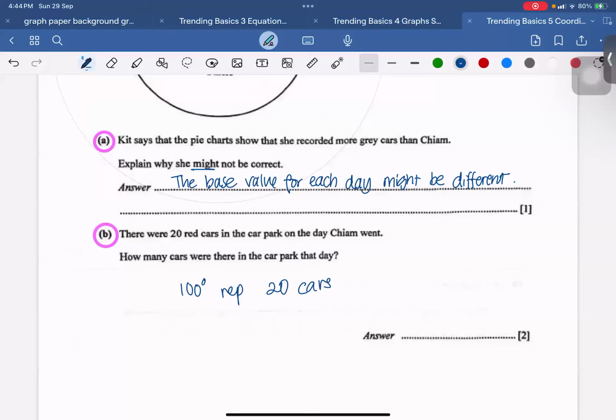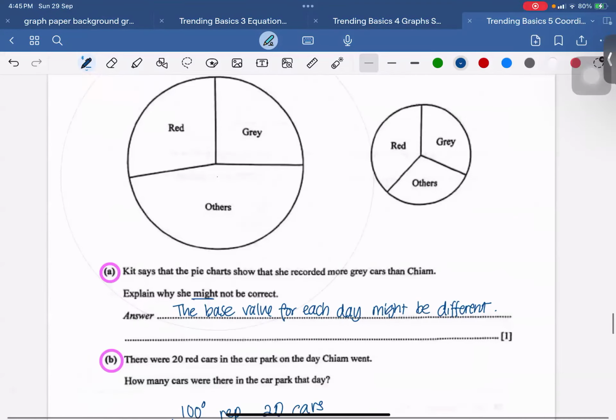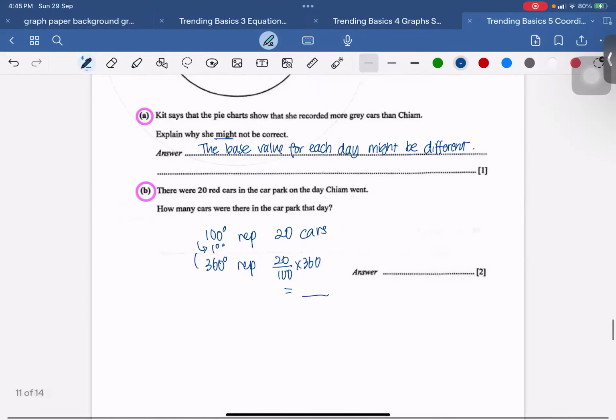I want to find how many cars there are in a car park. So 360 degrees. Then go and find your answer. Take 20 divided by 100 times 360, then you get your answer. So when they say the keyword accurate, it means you have to measure something somewhere. Please go and do so.